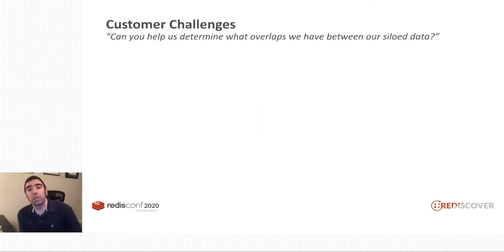Some of our customer challenges, summarized, is: can you help us determine what overlaps we have between our siloed data? One of the biggest challenges we see in very large organizations or between B2B scenarios is that we have data silos where you have a lot of overlap in data, but you can't really see what the other team has without giving access to the data. So it becomes this all or none situation. You either get access to the data or you get no access to the data. And it's really hard to determine how you can mutate or transform the data to make it possible to share.